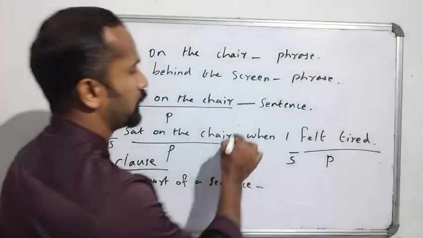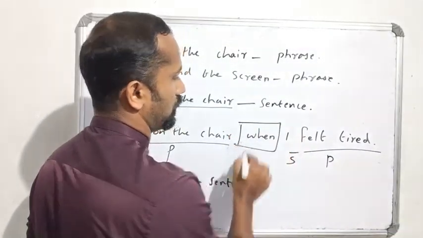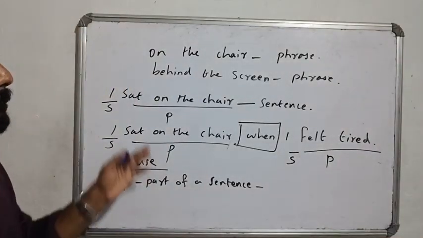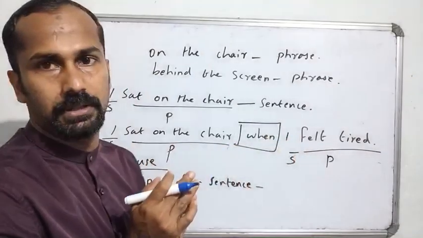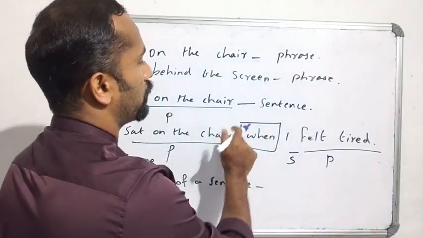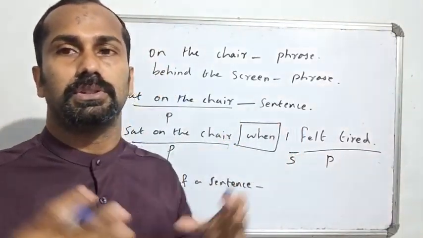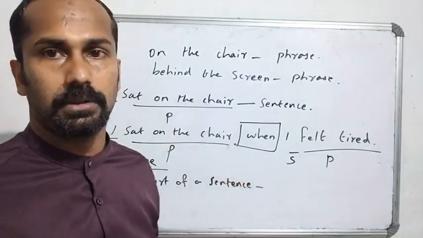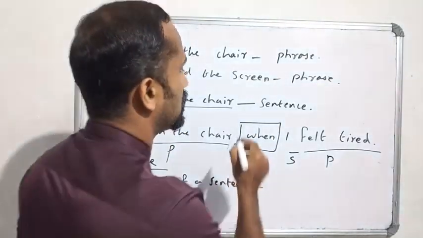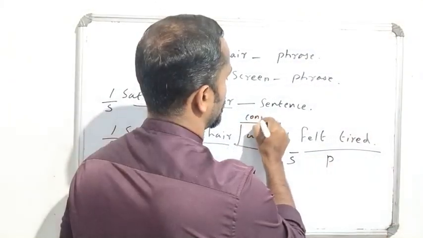So we can see that this word combines these two clauses, isn't it? So what can we call this one? The word which combines two clauses, what can we call that? This is called a conjunction. Conjunction.